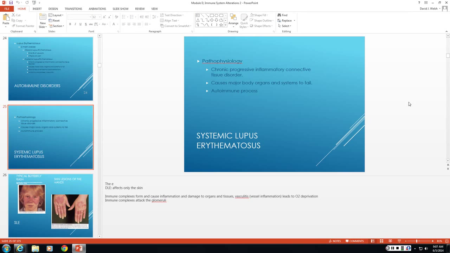Your pathophysiology of SLE is going to be that it's a chronic progressive inflammatory connective tissue disorder, like we talked about. It's an autoimmune process, and it causes major body organs to fail and systems to fail.